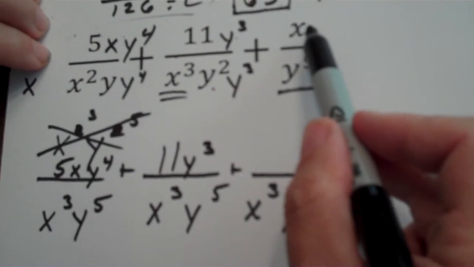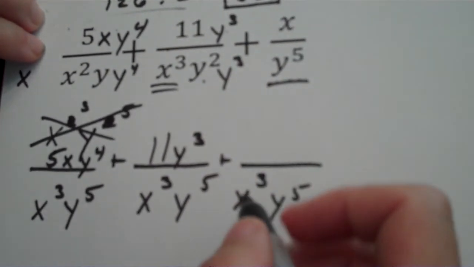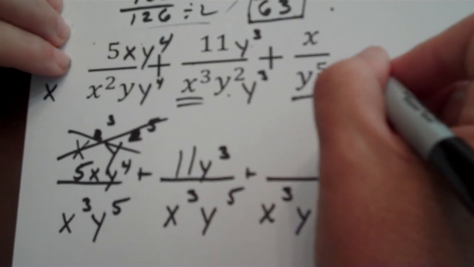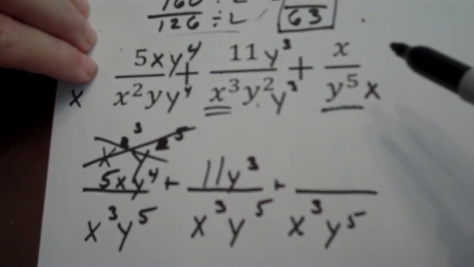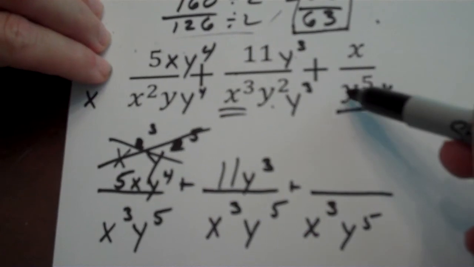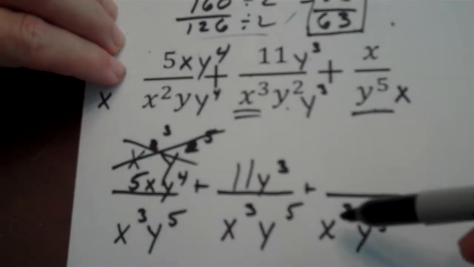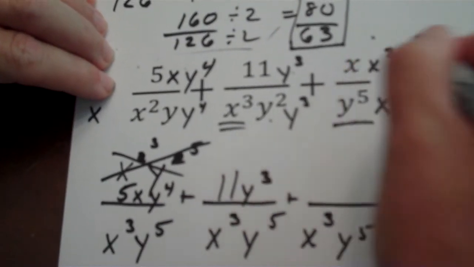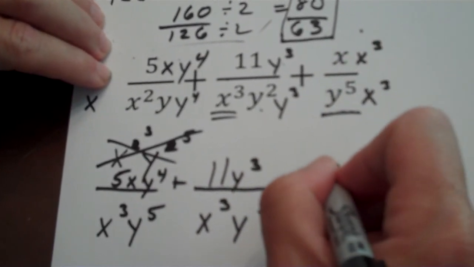How about my x's? I've got 1, I need 2, so I need 2 more x's. I'm so sorry, I'm looking at the denominator. I need to be looking at the denominator. I've got enough y's, but I need my 3 x's, which would give me x to the fourth.